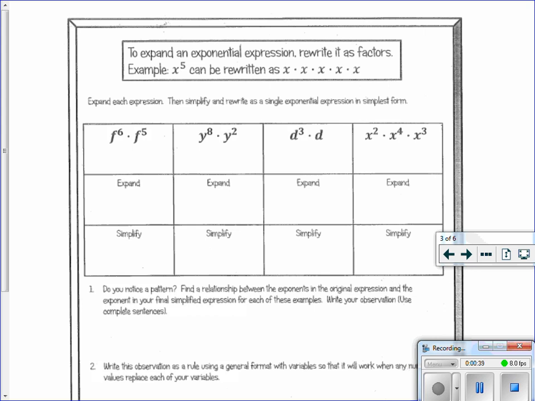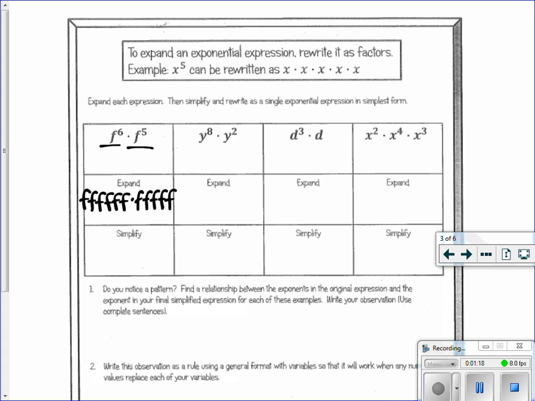What happens if we're multiplying things that have the same base? How does that affect exponents? Well, let's test it. Expanded, that's our first step. So f to the power of 6. What would that be if we expanded all the way out? How many times do I have to write it? 6 times. And then f to the power of 5 really means 1, 2, 3, 4, 5.